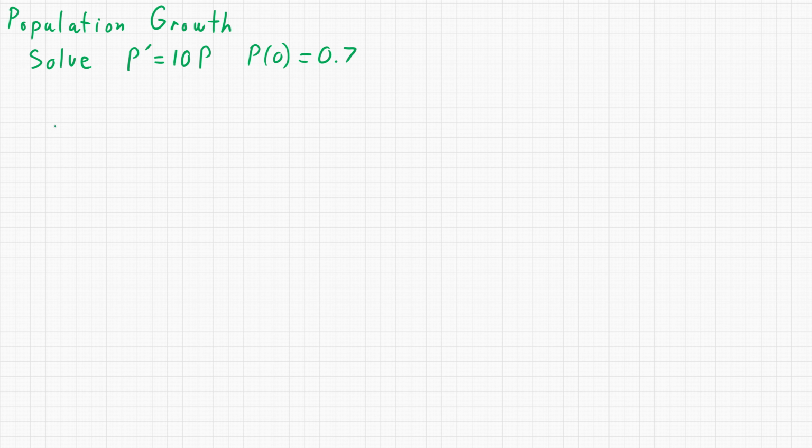So I'm going to rewrite the equation a little bit. I'm going to write it as p prime minus 10p equals 0. And if I rewrite it a little more, it's p prime plus negative 10p equals 0. I did that because I want to make sure of the formula that we use: if I have y prime plus, I'll use f here to not confuse anything, f of x times y equals g of x.